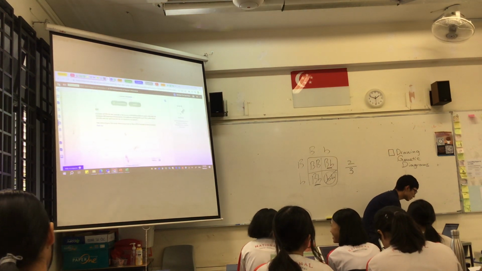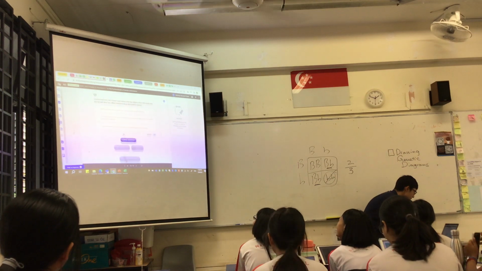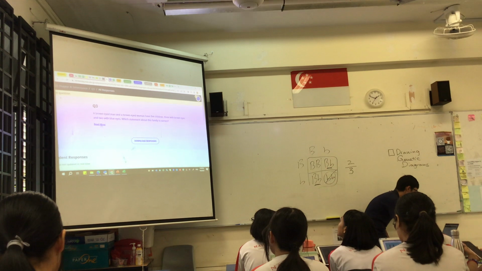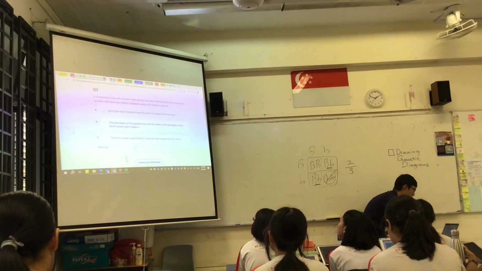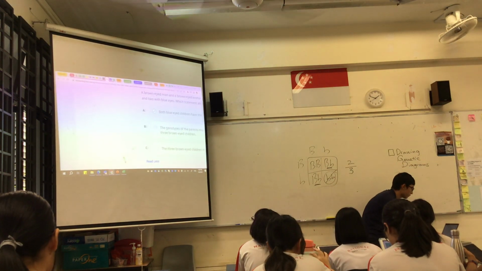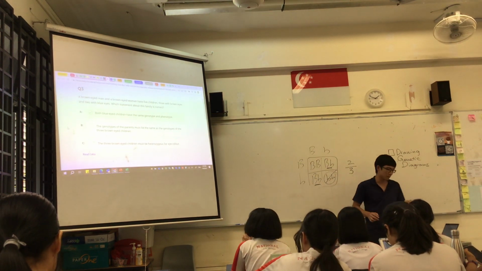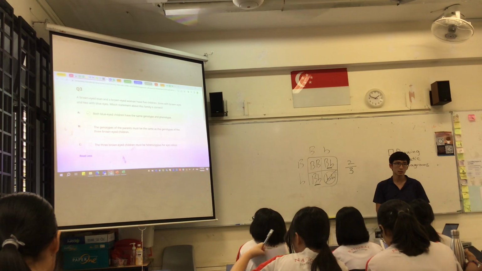Last question. This question is very similar to the first one. In fact, it's almost exactly the same question. They ask you which statement about the family is false. Both blue-eyed children have the same genotype and phenotype. Is this a fair statement to make?